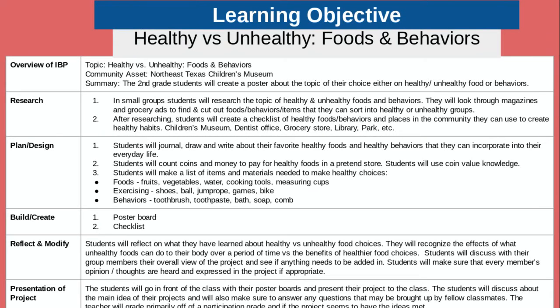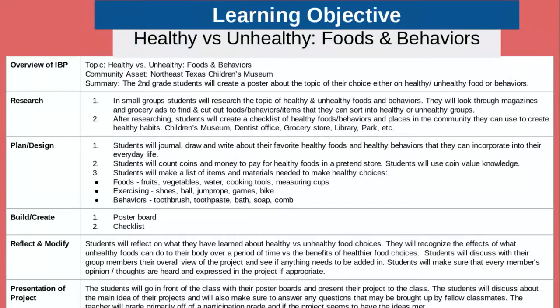For example, children's museum, dentist office, grocery store, library, park, etc. For the plan and design, students will journal, draw, and write about their favorite healthy foods and healthy behaviors that they can incorporate into their everyday life. Students will count coins and money to pay for healthy foods in a pretend store. Students will use coin value knowledge. Students will make a list of items and materials needed to make healthy choices. Foods would be fruits, vegetables, water, cooking tools, measuring cups. Exercising, such as shoes, ball, jump ropes, games, bike. Behaviors, such as using toothbrush, toothpaste, bath, soap, comb. To build and create, they will use a poster board and checklist.